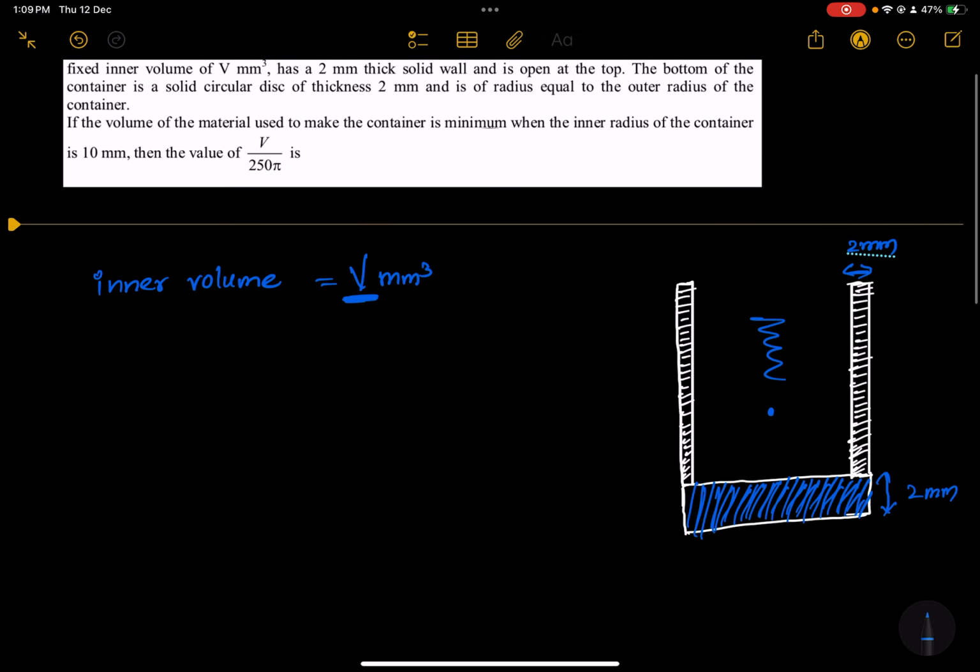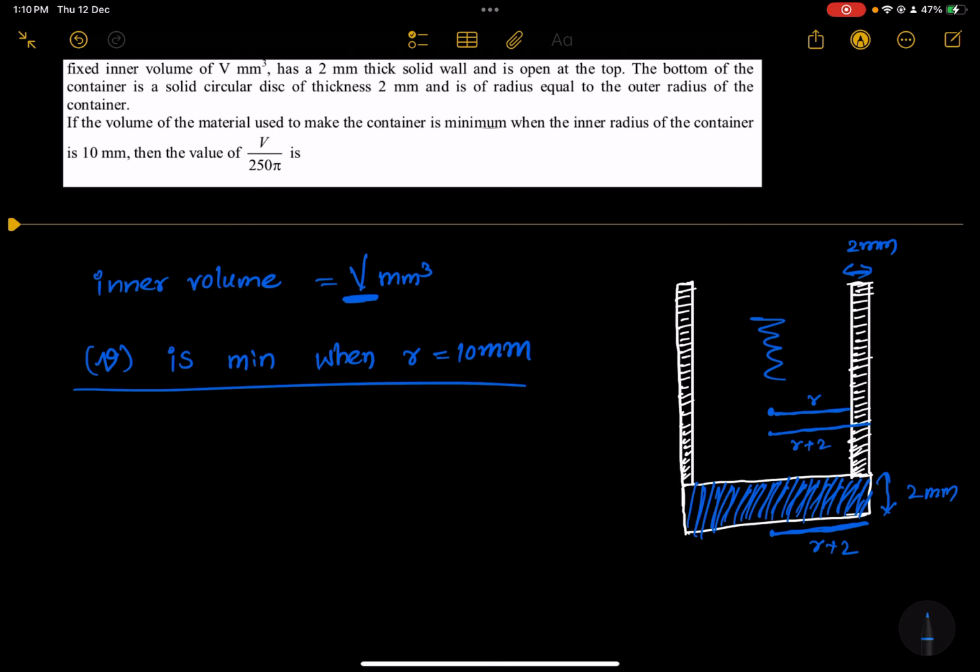So if we consider this is the center of the cylinder, this is the inner radius. Let us consider this inner radius as r, and the outer radius will be r plus 2. So the radius of this disc is the outer radius of the cylinder, which is r plus 2. If the volume of the material used to make the container is minimum, so let the volume of the container be V. V is minimum when inner radius, that is r, is 10 mm. So this is the condition they have given us.